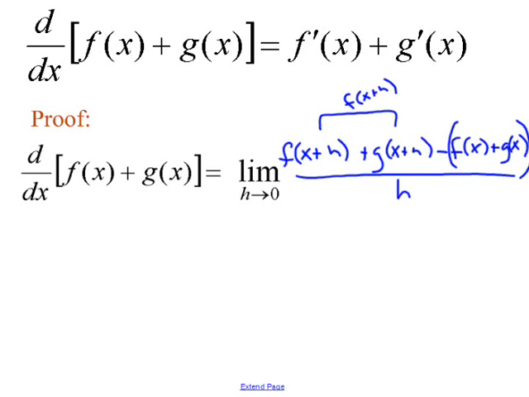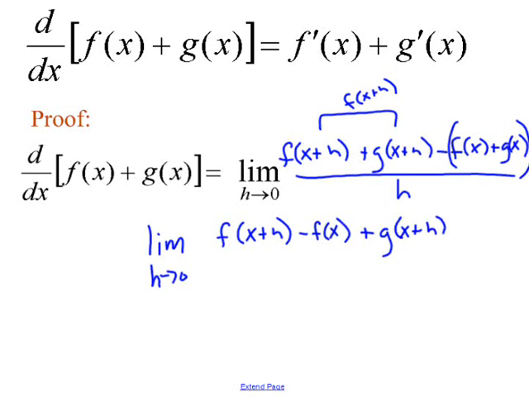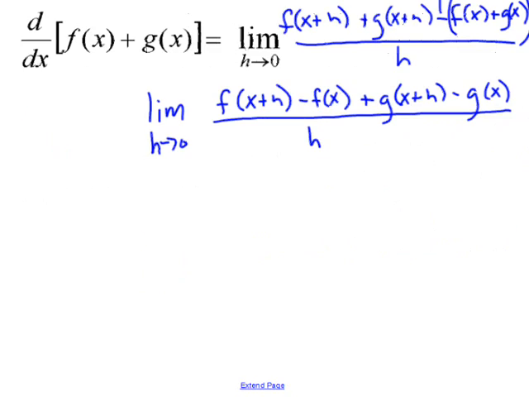Okay, so now you can see I've got my definition of the derivative set up. Now I'm just going to rearrange things. So the limit as h goes to 0. And I'm going to put the f of x's together, so f of x plus h minus f of x. And I'm going to put the g of x's together, so plus g of x plus h. And remember to distribute. So that's going to be minus g of x, all over h.